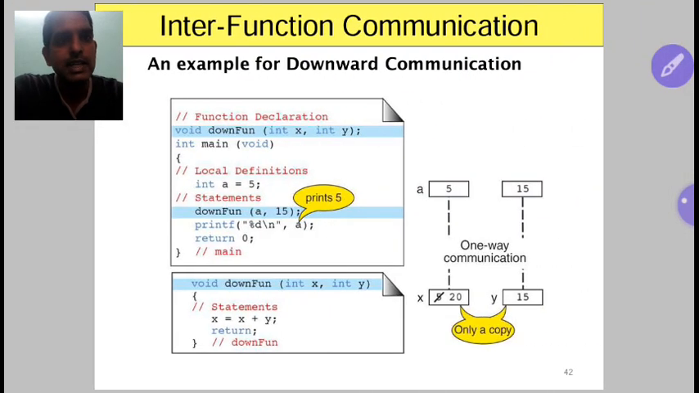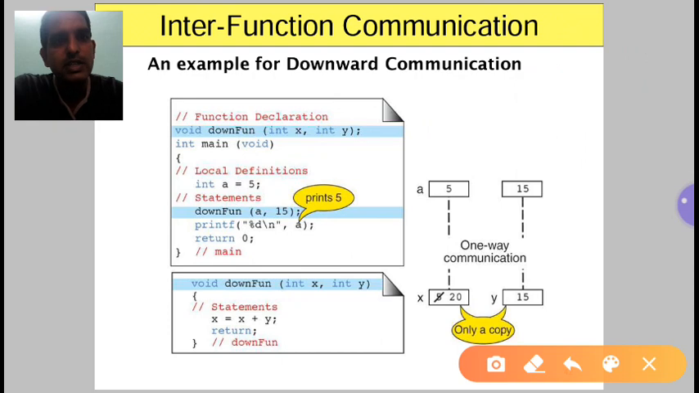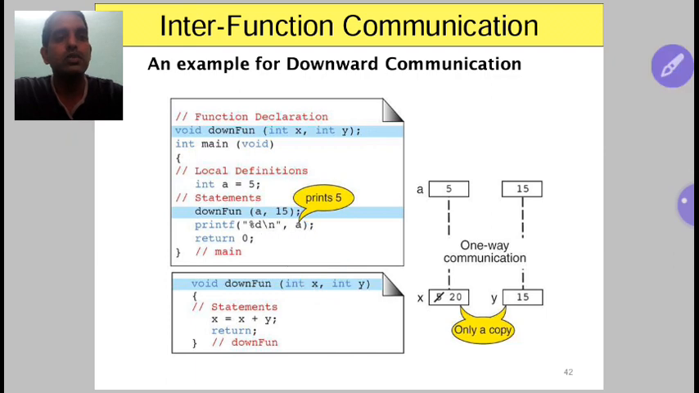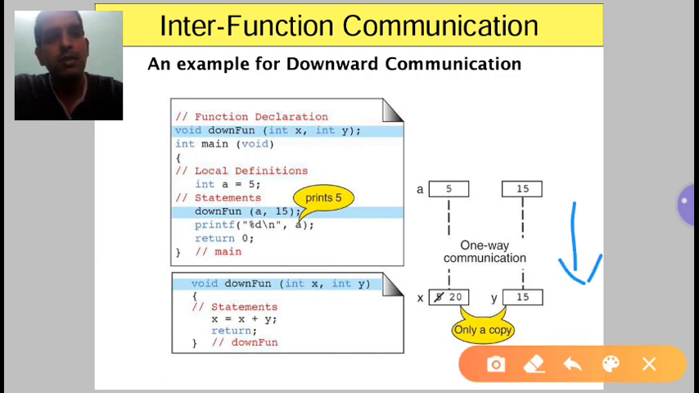So this is another example of downward communication, where you are passing a and 15 into x and y. Remember, if you change the x and y values, the a and 15 values don't change. This is the thing about call by value. This is one-way communication only. We are only passing the copies, that is a and 15.